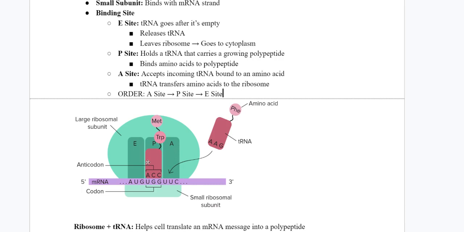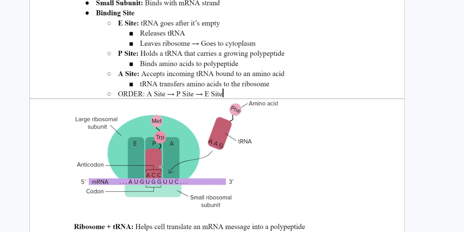to the P side, right? And it makes this amino acid be bound to this amino acid. So as it goes on, the chain will get longer and longer and longer. Anyways, just imagine that this PHE was bound to the TRP. So it's now PHE, TRP, and MET.